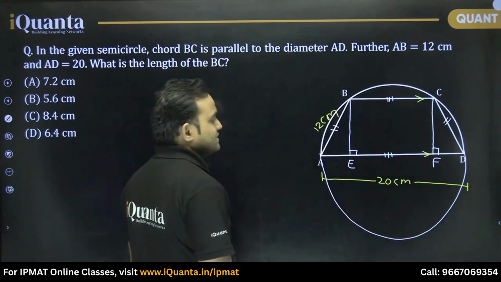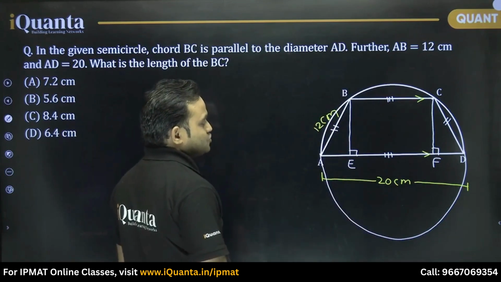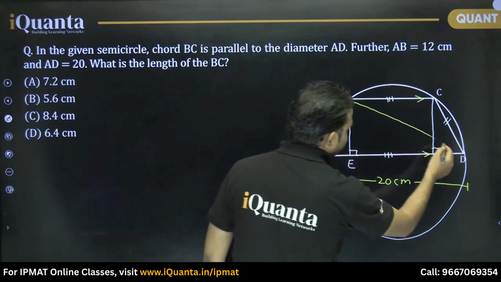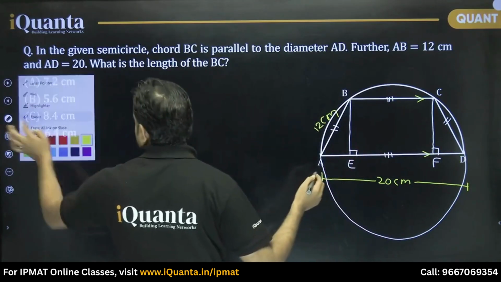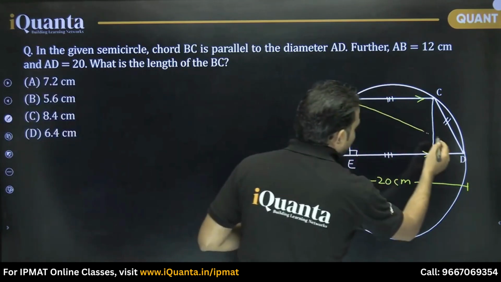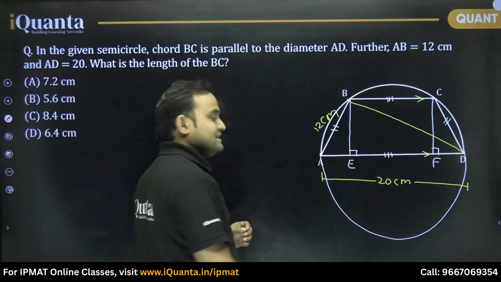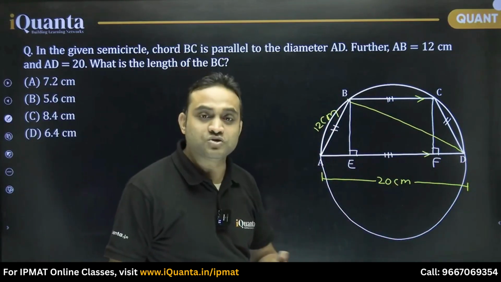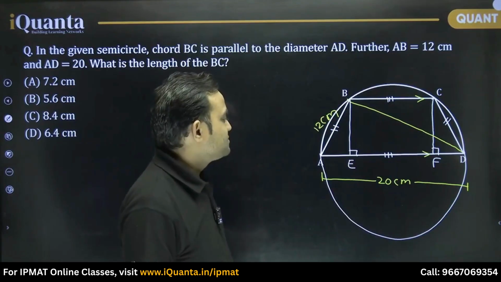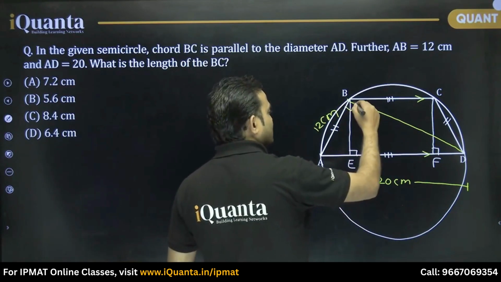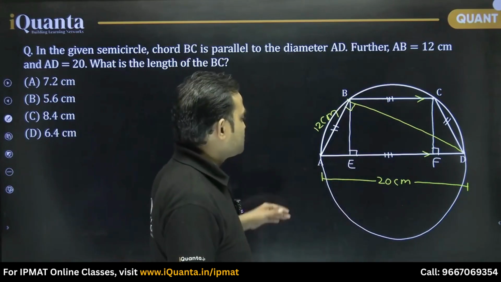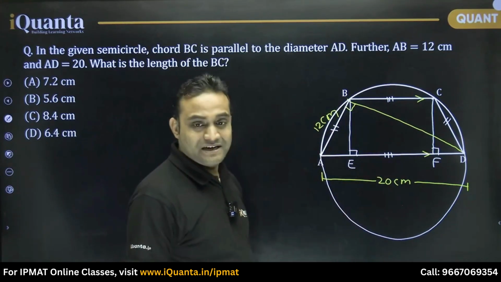Can I say if I join BC, then why have I joined BC? Because it's given that AD is a diameter, so we need to use some property of this, right? If AD is the diameter, then the angle made by AD on the circumference will be 90 degrees. So triangle ABD is 90 degrees.